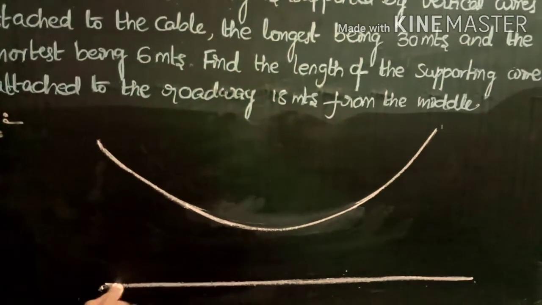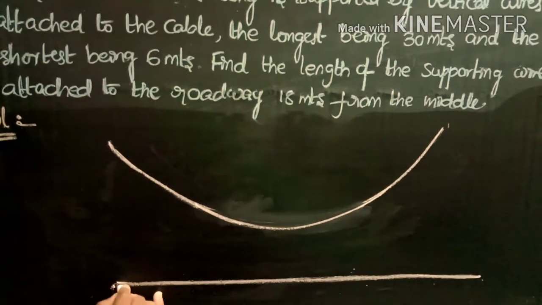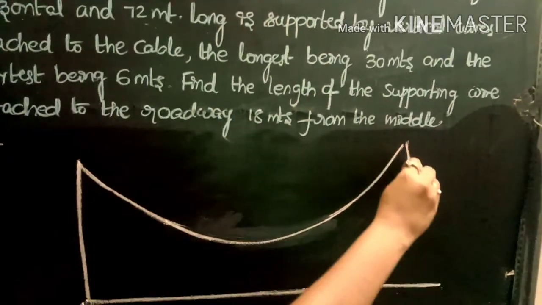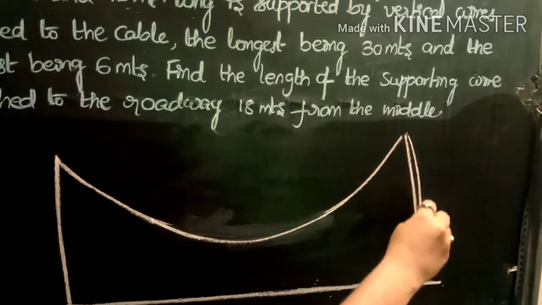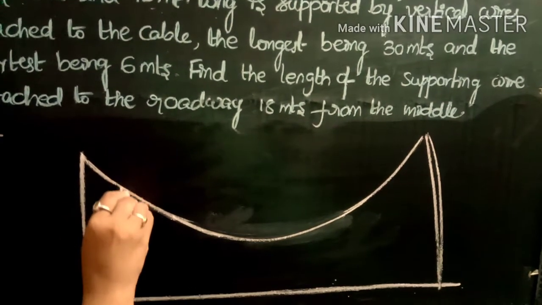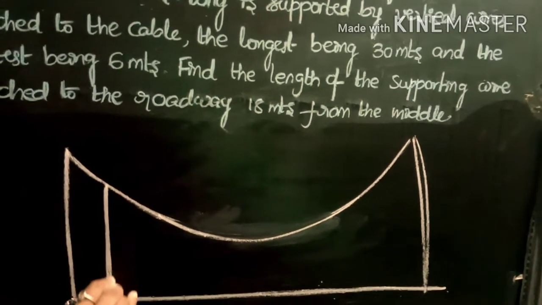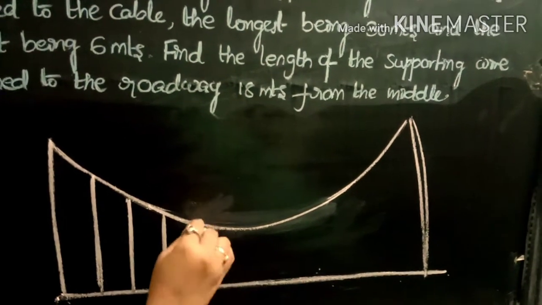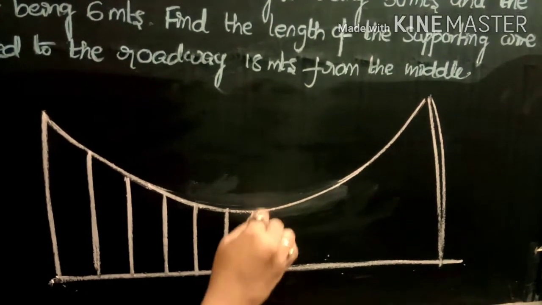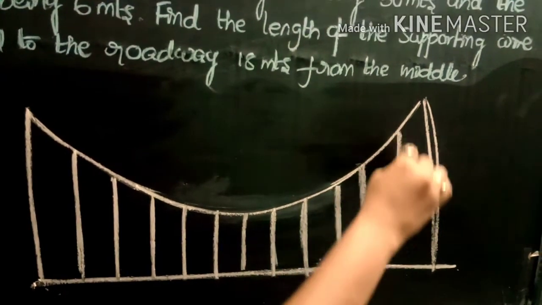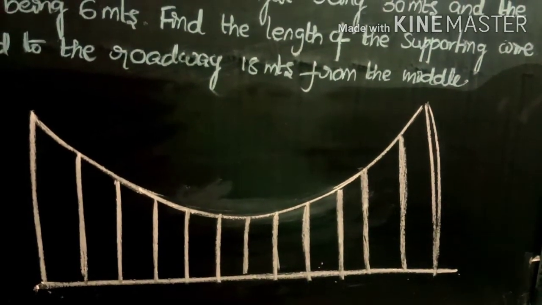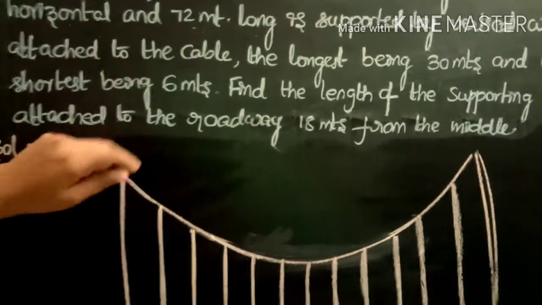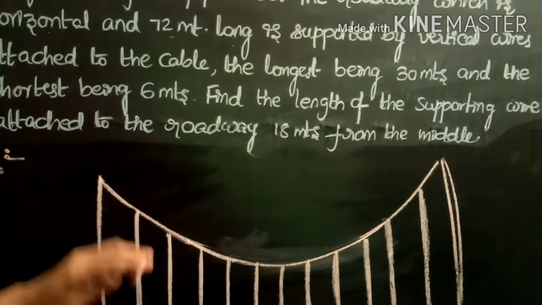This is the roadway, which is 72 meters long. Given that the length of the road is equal to 72, it is supported by vertical lines. The cable of the bridge is attached to the road by these vertical lines. These are the supporting vertical lines between the bridge and the road. These are all the vertical wires attached to the cable and supporting the road.